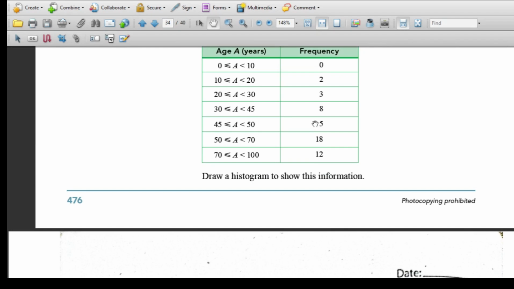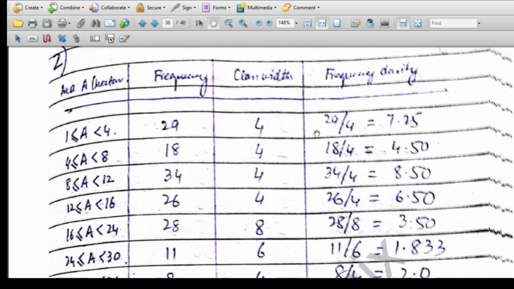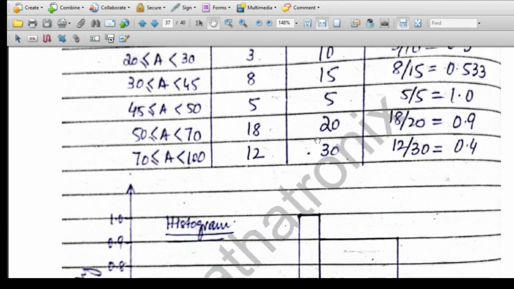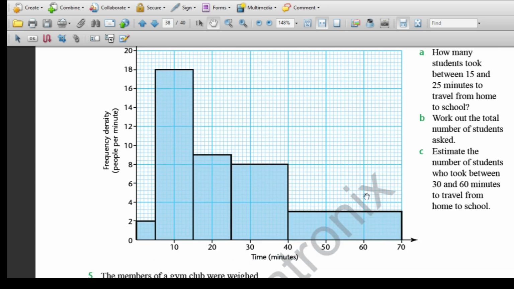So in the first 3 parts we have drawn a histogram. In questions number 4 and 5 we have been given this histogram, and we have to answer questions from it. How many students took between 15 and 25 minutes to travel from home to school? So from 15 to 25, this is 15 and this is 25, and the frequency density is here.